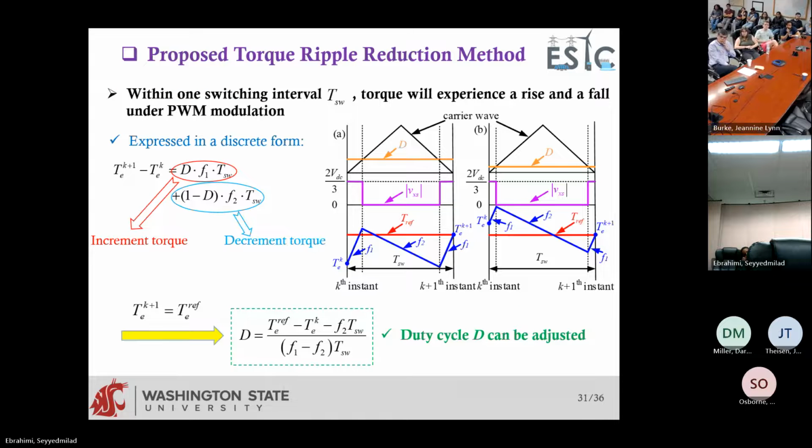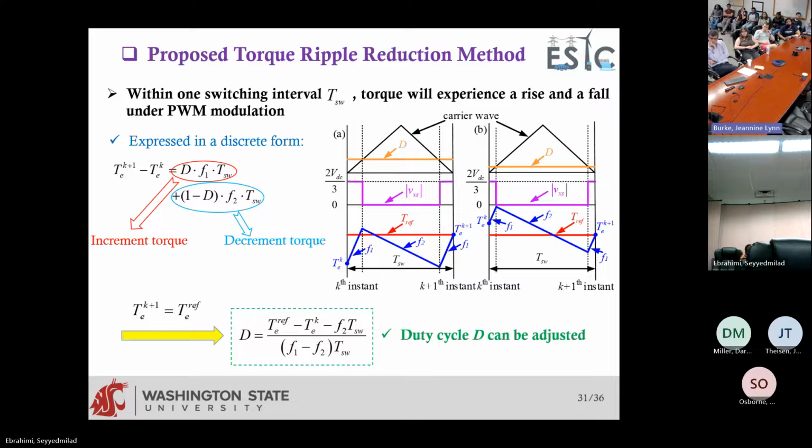So if you have this PWM signal and compare it with a carrier wave, you'll see that when PWM is on like this and the voltage is connected to 2 VDC divided by 3, torque is increasing like this. And when PWM goes off, torque decreases with the slope F2. We define F1 and F2. So what we have proposed here is that we formulated these partial derivatives for the torque.